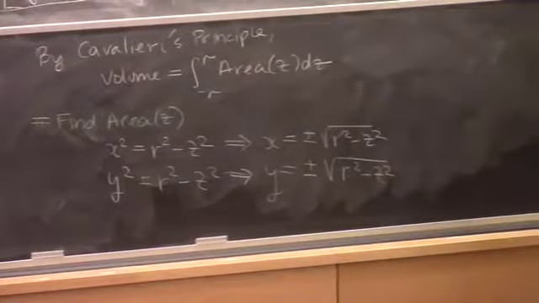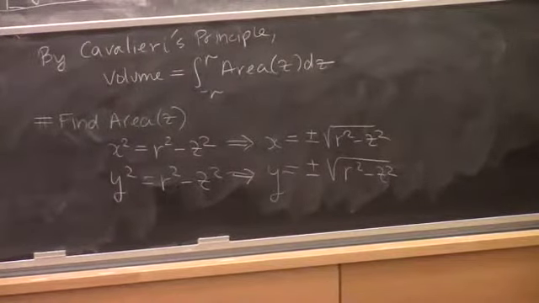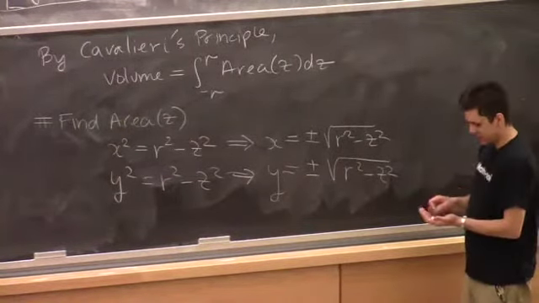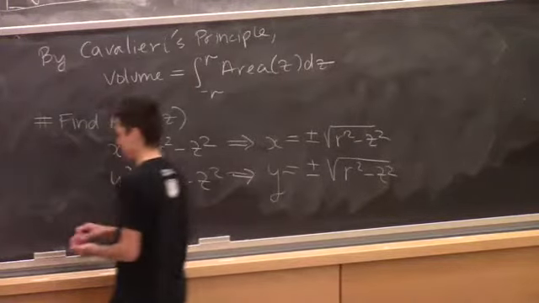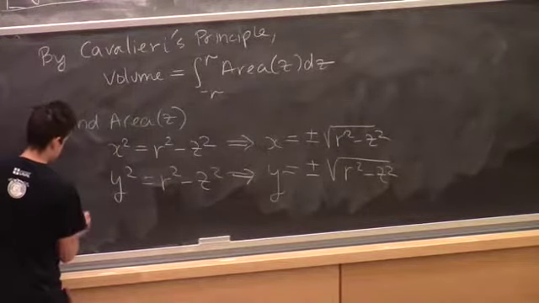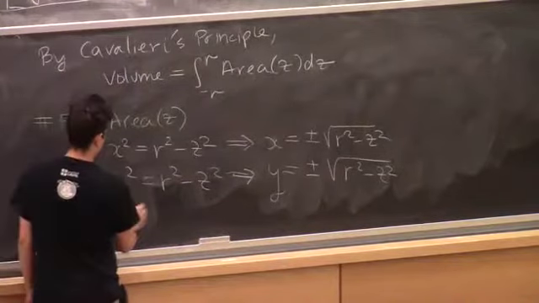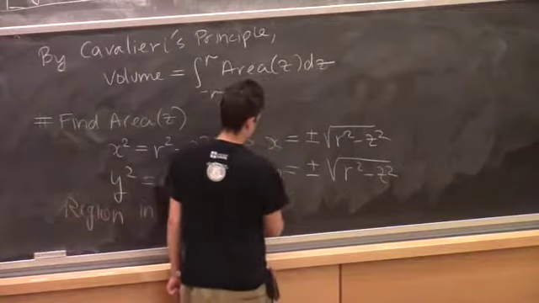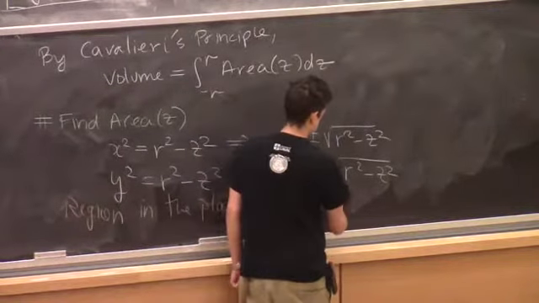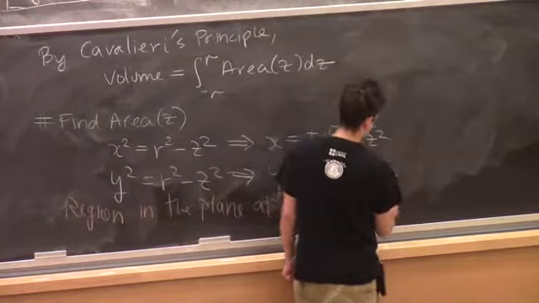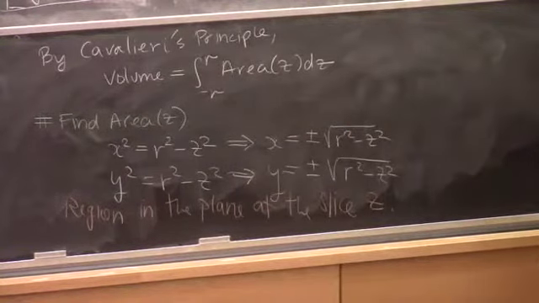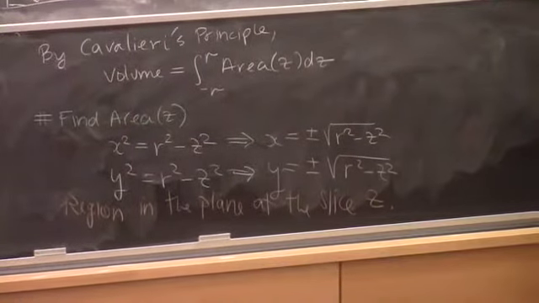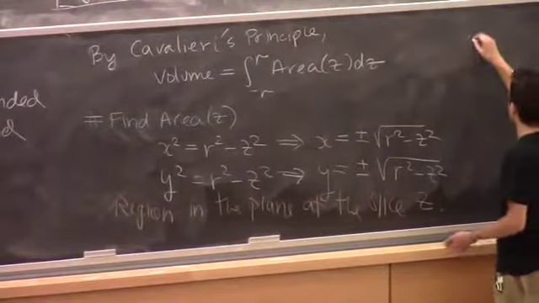Okay, so what is this? This is the region in the plane given by the slice at z. If we cut at height z, we'll get x and 1 like this. So what is that thing? It's a square.